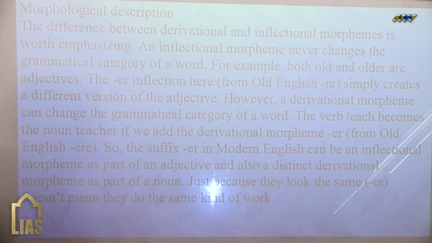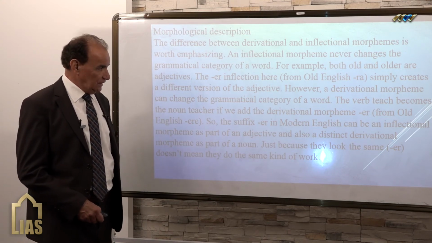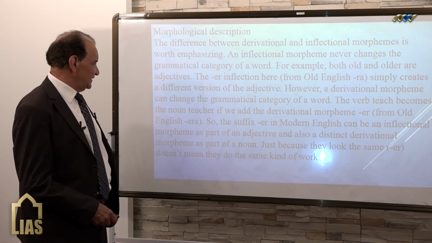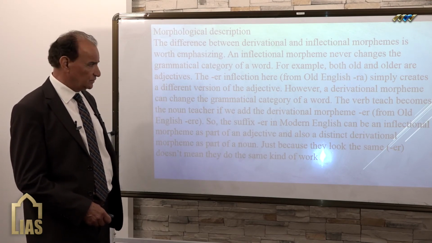An inflectional morpheme never changes the grammatical category of a word. Adverb, adverb, adjective, adjective. Book, books, no change. So this is the plural S, still a book. One book, many books, for instance. For example, both old and older are adjectives. The ER inflection here, from Old English ra, simply creates a different version of the adjective, which is the comparative, to compare between two things, for instance.